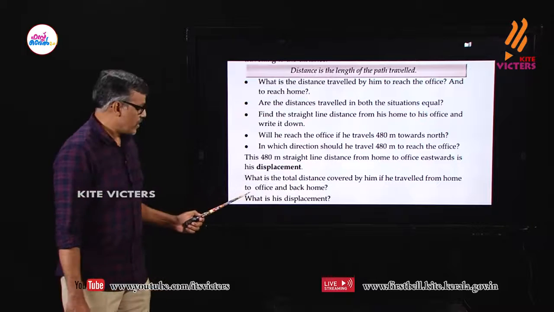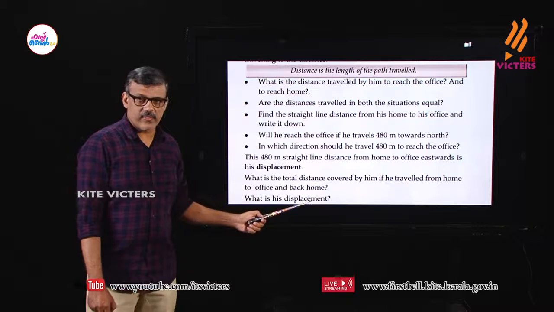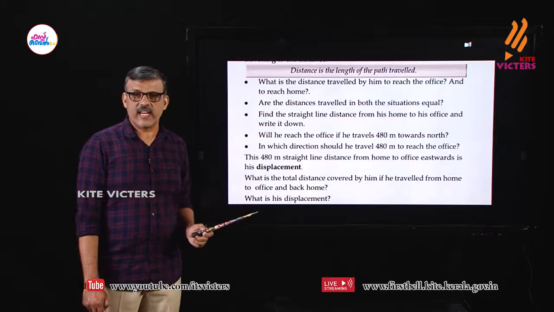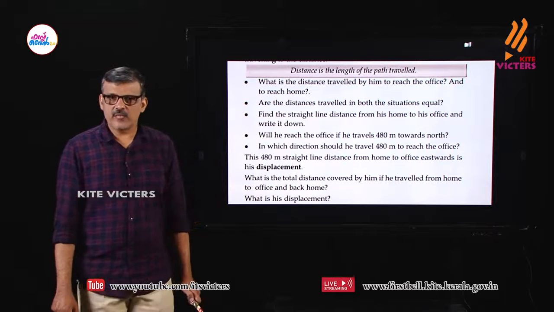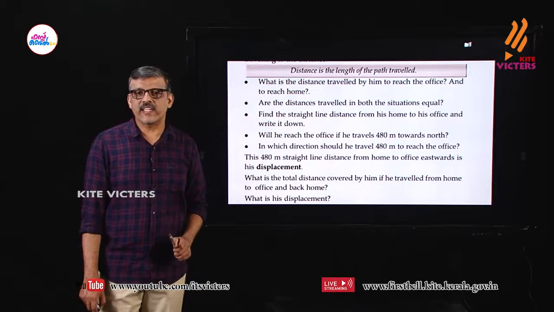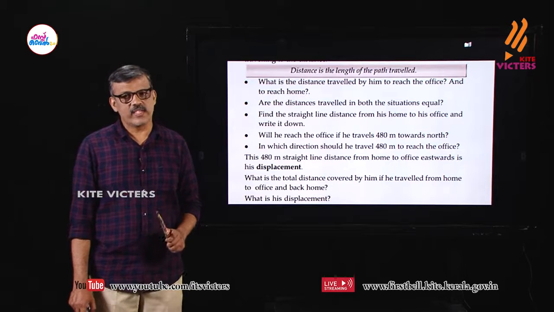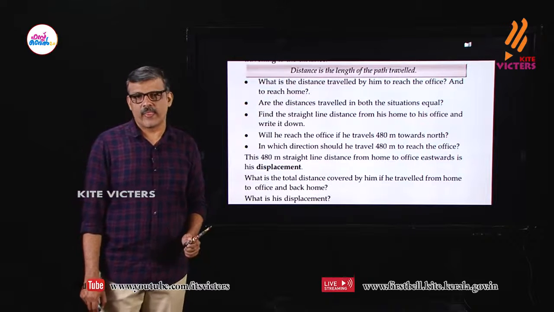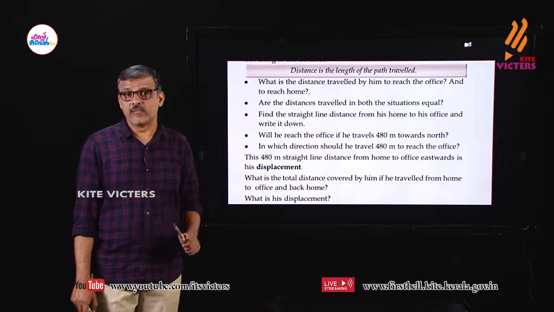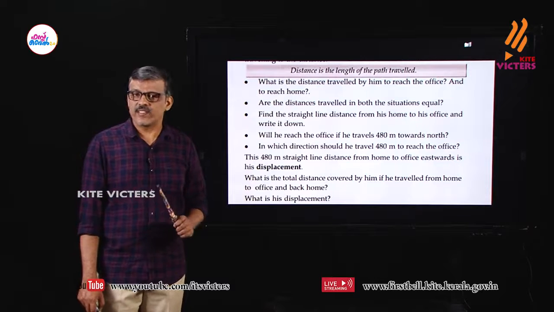Final question is, what is his displacement? His displacement is 0. 0 is the answer. Why? This is because he starts his journey from his house and his journey ends at his house. So, the displacement is 0. The initial and final points are the same. So, the displacement is 0.